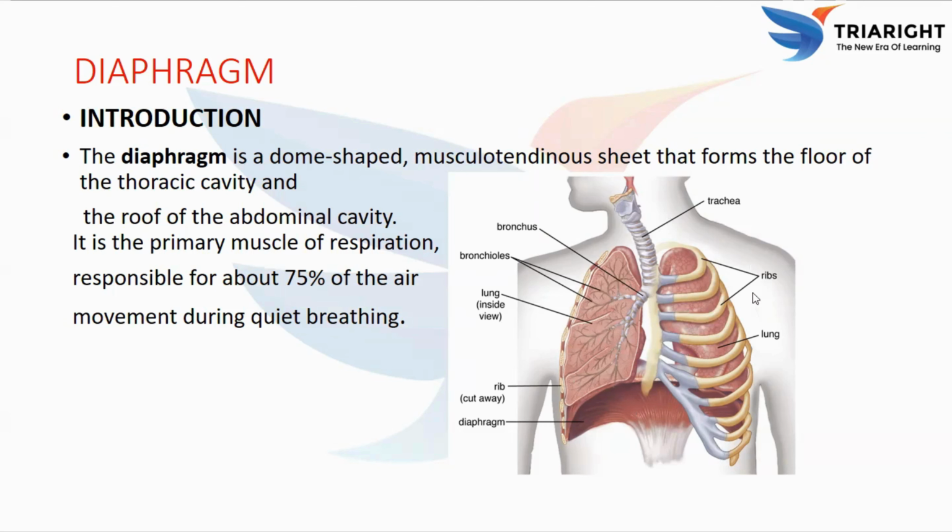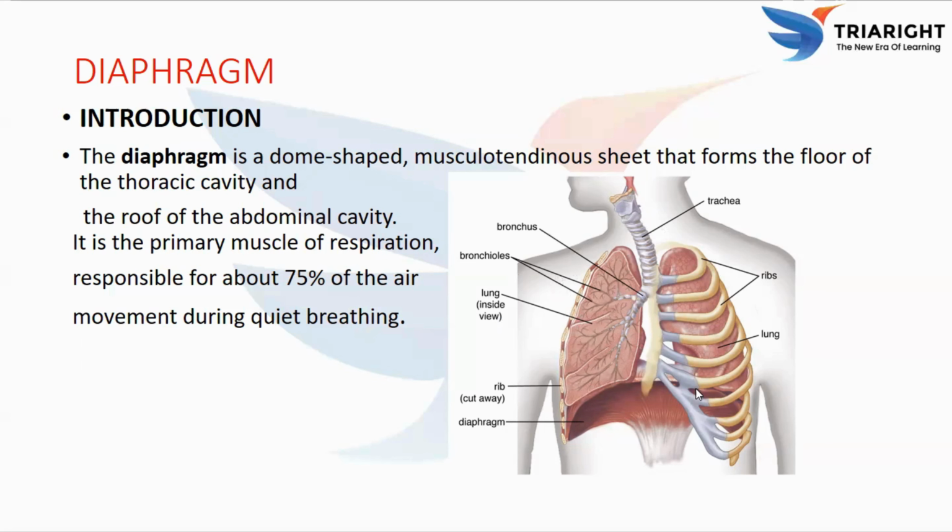During inhalation, when you take oxygen into your body, the diaphragm contracts. When it contracts, it moves downward. This increases the volume of the thoracic cavity. So when you inhale oxygen into your body, what happens? The diaphragm contracts and increases the volume of the thoracic cavity. This allows the lungs to expand.